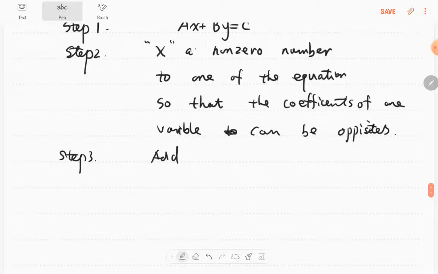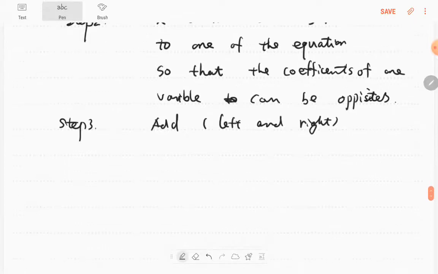Okay, so if you want to do the multiplication to the equation, make sure you need to multiply the whole equation, left side and the right side. If you want to add up two equations, make sure you should add up the left side and the right side. Okay, don't forget the right side. This is a common mistake.